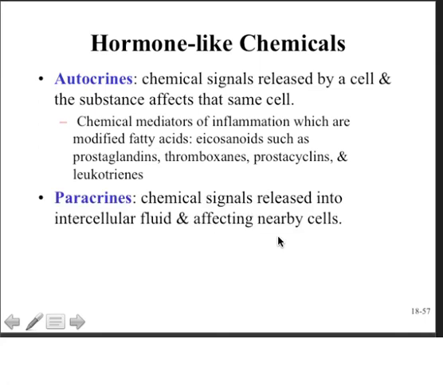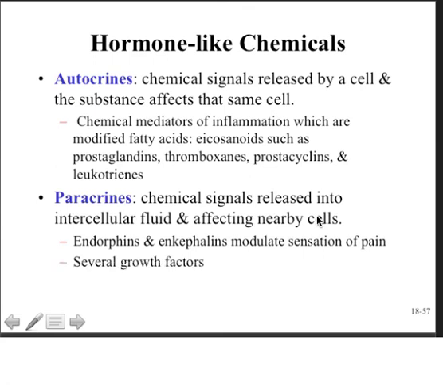Paracrines are chemical signals that are released into the intercellular fluid and affect nearby cells. Endorphins and enkephalins modulate the sensation of pain. They bind to special receptors called opioid receptors. They have a shape, but not a chemical structure, that is very similar to compounds such as opium and morphine and cocaine. As a result, they have a pain-killing effect. What happens is that they anesthetize ascending pain signals that come from peripheral tissues. And there are also several growth factors that are thought to be paracrine as well.